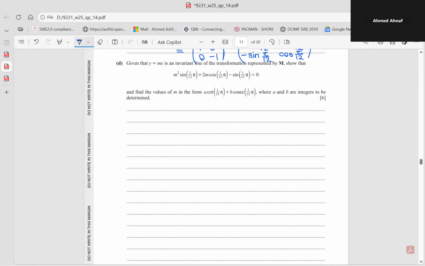Okay, so for part B, we're told that y equals mx is an invariant line of the transformation represented by M. Show that this equation is true. And we're also told to find the values of m in this form where a and b are integers to be determined. This is a pretty unique question, but not so unique at the same time. So we're given an invariant line of a transformation that's represented by M. To do that, we can just pretend that we are finding the invariant line, okay?